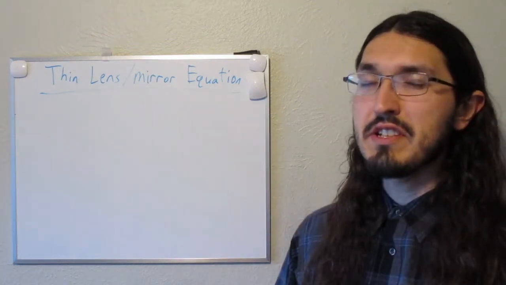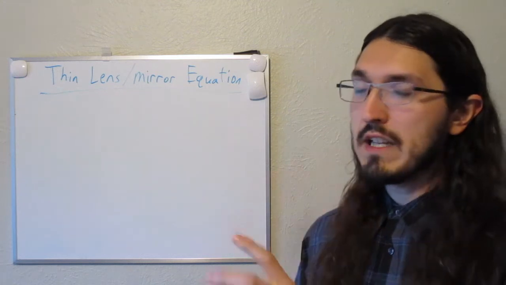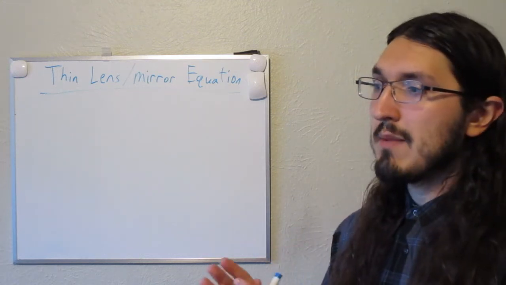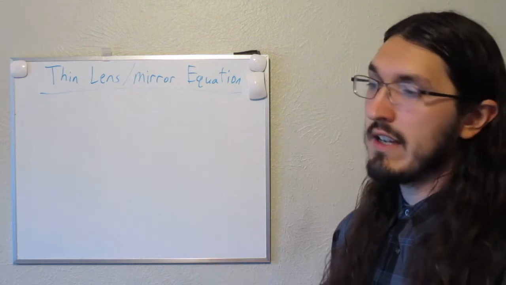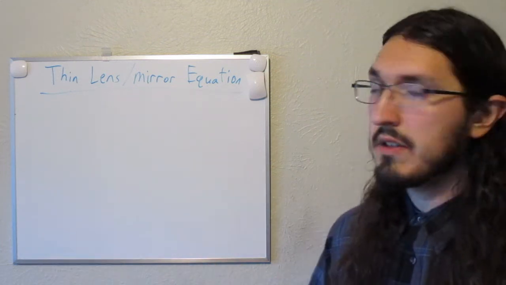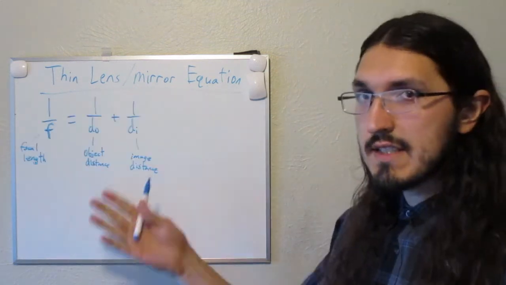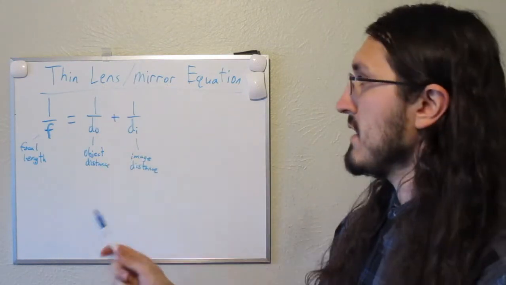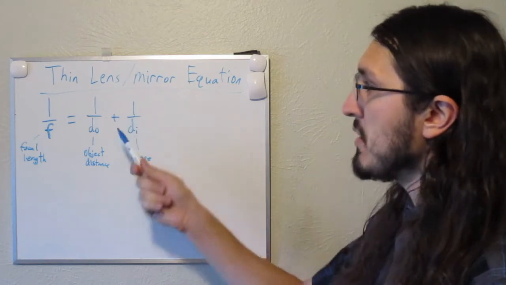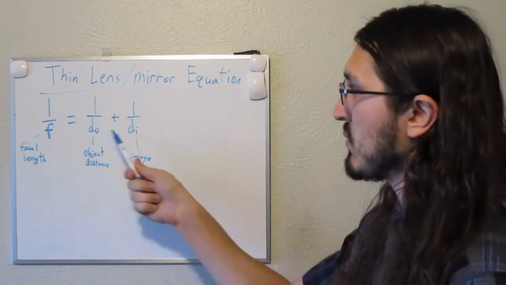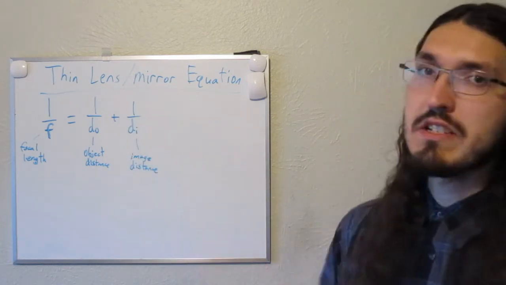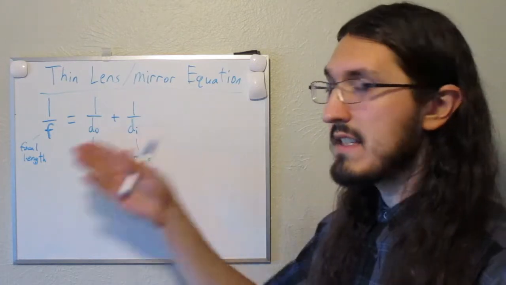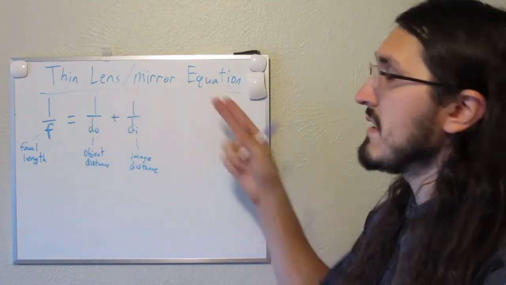This is the equation that we use to relate the focal length to the distance of the object from the lens or the mirror, and the distance of the image from the mirror. It says 1 over f, the focal length, is equal to 1 over do, which is the object distance, plus 1 over di, which is the image distance. I want to emphasize that this equation can be used for lenses and for mirrors.